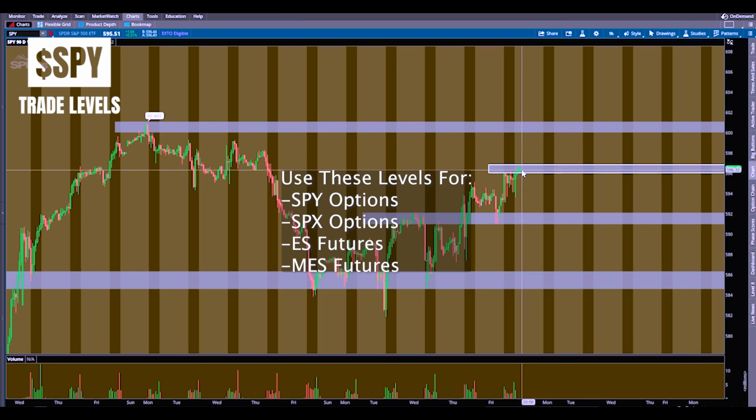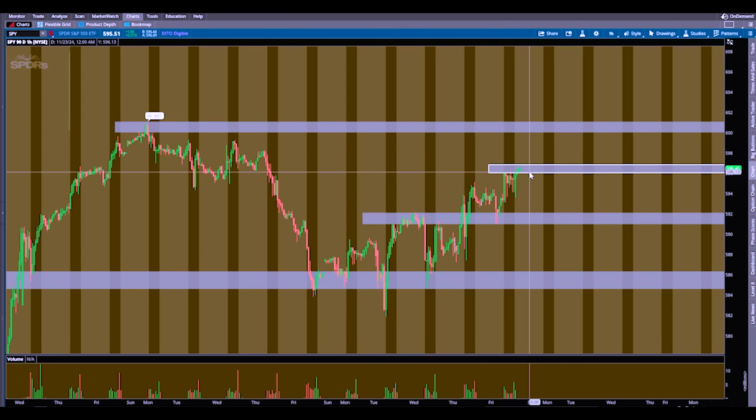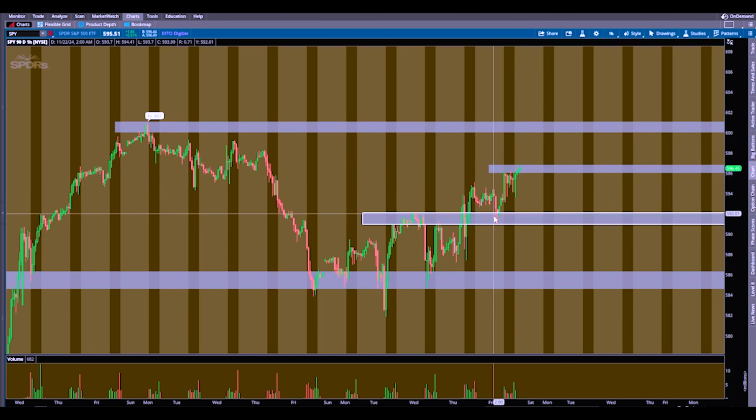Okay, let's just start where we're at here. So basically what I'm looking for here is a break above, retest, okay? For these SPY levels, you can trade options. You can actually trade SPY options or SPX options or ES futures based off these levels. This is a good example of what a retest looks like, where you want to enter. For me, if I was going to take this, my entry would be right there off that.